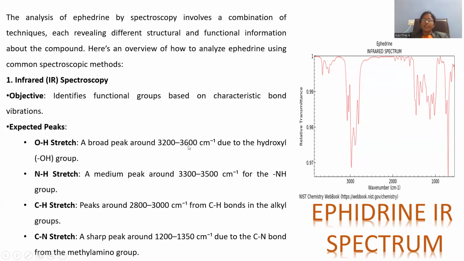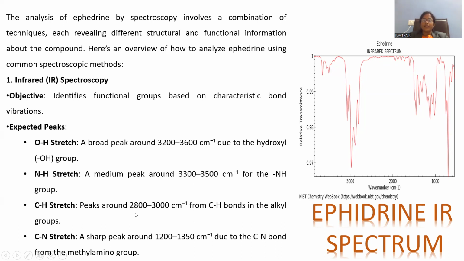The peak around 3200 to 3600 is characteristic of the presence of a hydroxyl functional group. If you observe the peak around 3300 to 3500, that is for NH stretching. OH and NH are very close to each other, so here you can clearly observe two different peaks. One is for OH, another is for NH. Both are present in the compound.